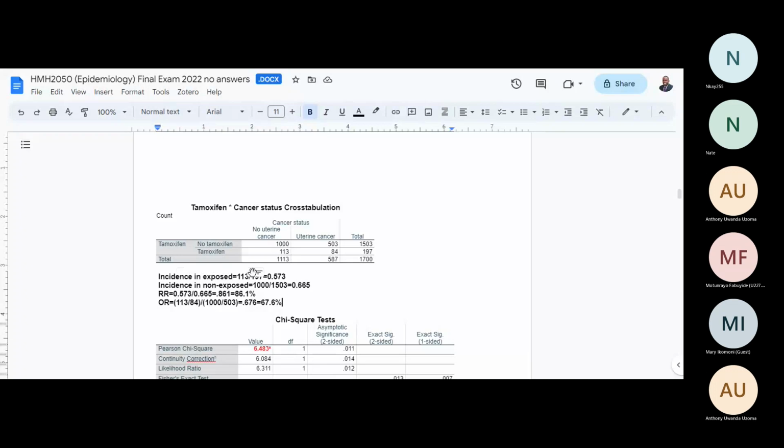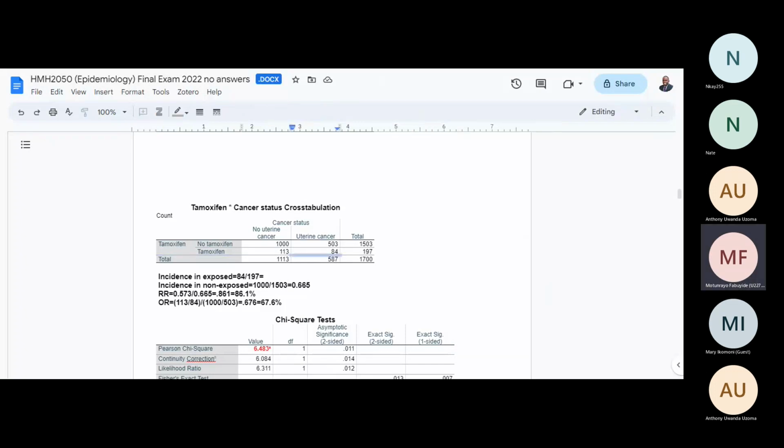Okay, so incidence in the exposed group, so disease should be 503, right? Sorry, the exposed group is tamoxifen. So the incidence is 84 over 197, right? Is that correct? Yeah. So we have 84 over 197. What's the decimal?